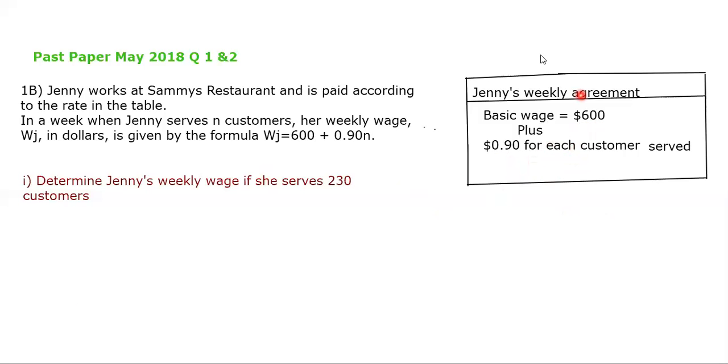So of course, we're going to apply the formula. Good? And say, first, write your equations. 600 plus 0.90 N equal W_J, right? Good. Always write the formula. Keep that in mind. Good.